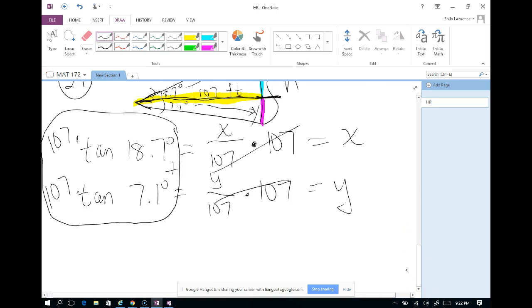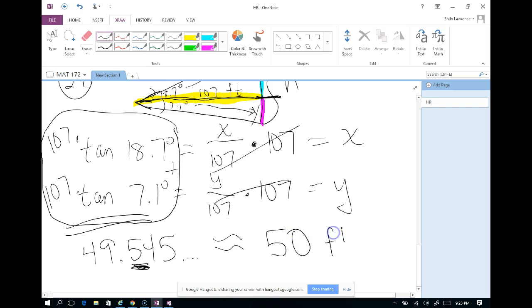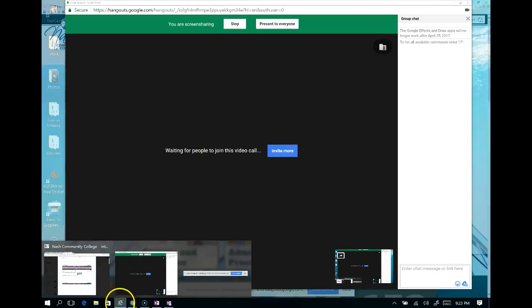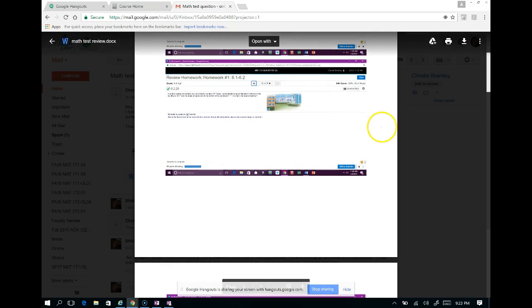And my calculator says that those add up to 49.545, on and on and on. And we're told to round this to the nearest integer, the nearest whole number. So because my tenths position is 5 or greater, I round it up to 50. And you can see on the sheet it is 50.